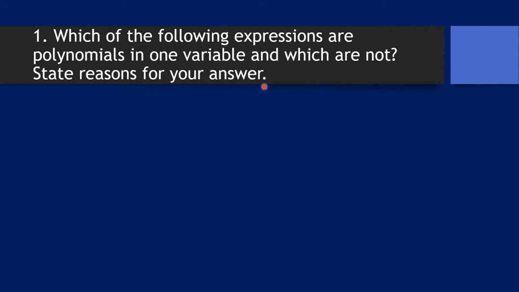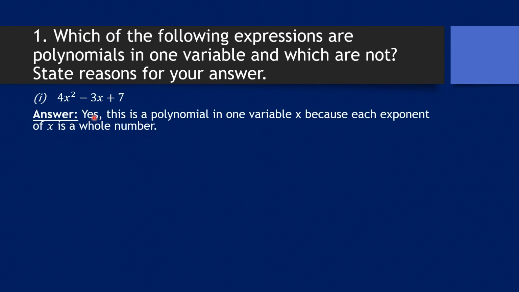So in this question, you need to find out the expressions which are polynomials only in one variable and which of them are not. So the first part of the first question is 4x square minus 3x plus 7. Here you can see that the variable is x. Any letter from A to Z can be termed as a variable. So x is the variable here. So yes, this is a polynomial in one variable x because each exponent of x is a whole number.